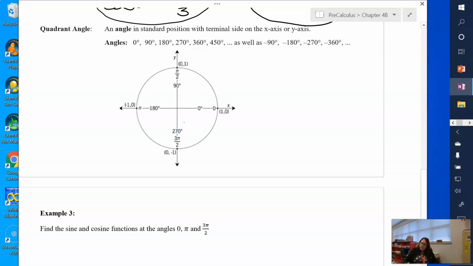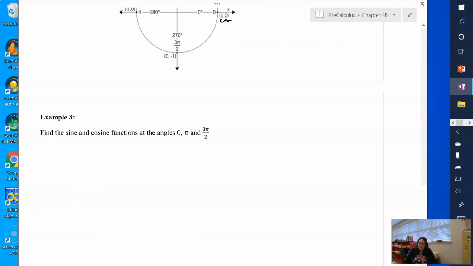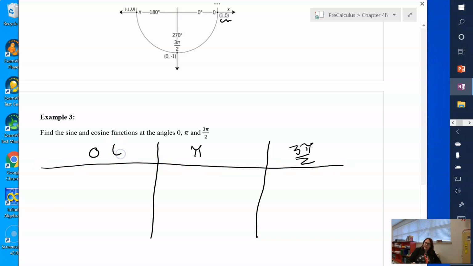The other thing I want to point out is you notice that at 0 degrees, that went through the point 1, 0. And at pi over 2, it went through the point 0, 1. We're going to use these points to be able to figure out the sine and the cosine of our quadrant angles. So let's go ahead and do some practice with that now. We're going to find the sine and cosine of 0, pi, and 3 pi over 2. So I'm going to make myself some work area. Just sectioning off some space here. And I'm going to remember that the angle 0 goes through the point 1, 0. The angle pi goes through the point negative 1, 0. And the angle 3 pi over 2 goes through the point 0, negative 1.